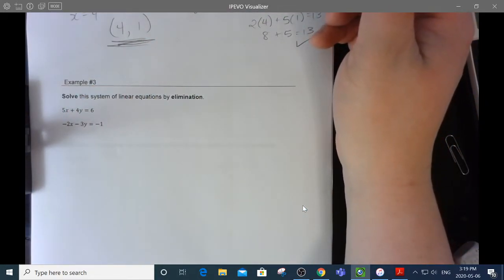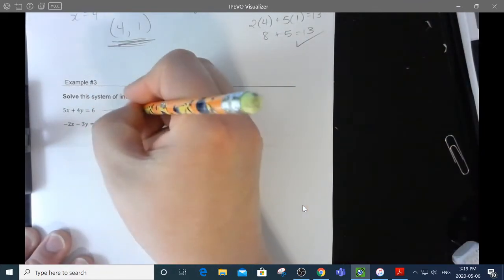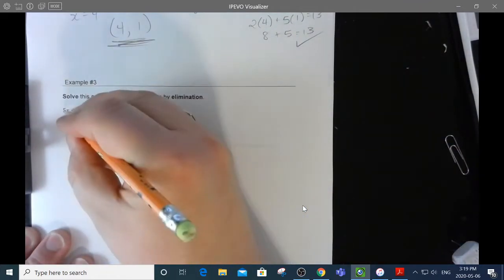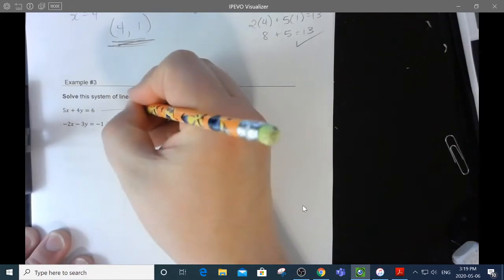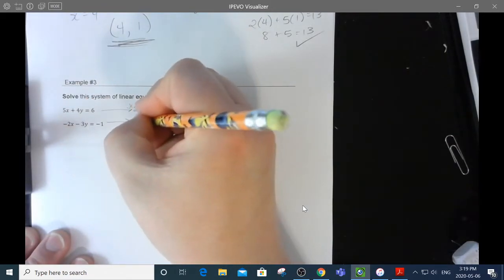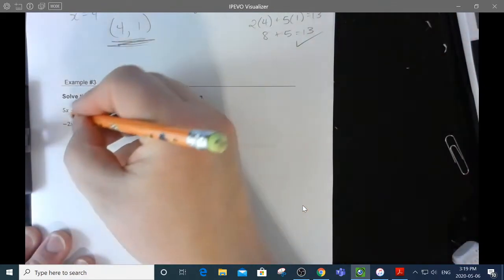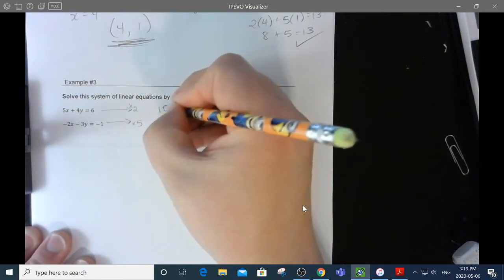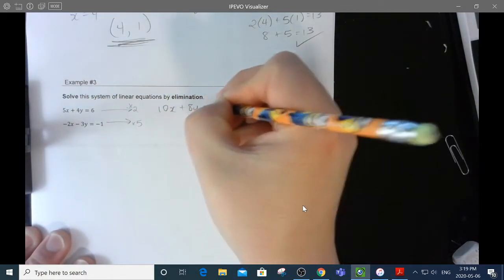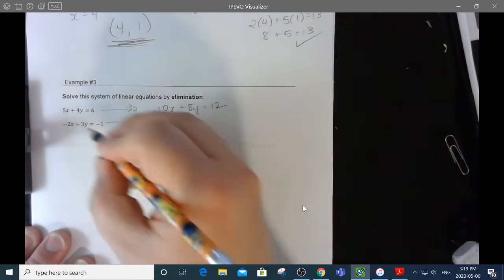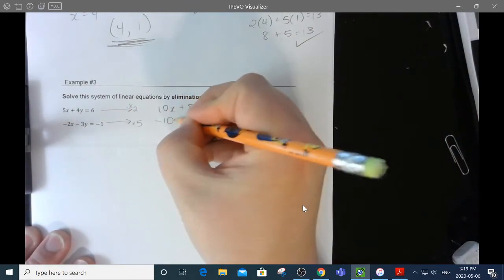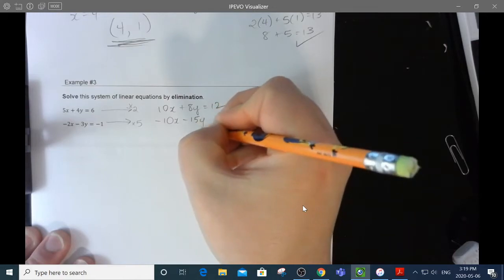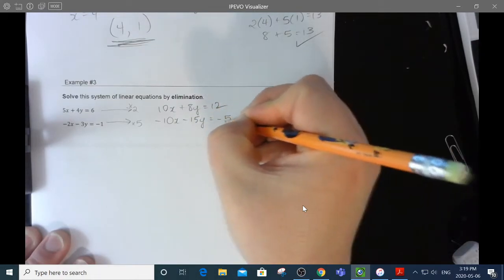So I am going to actually multiply both of these equations by something. I'm going to multiply this equation by 2, and I'm going to multiply this equation by 5. So when I multiply this equation by 2, I get 10x plus 8y equals 12. And when I multiply this equation by 5, I get negative 10x minus 15y is equal to negative 5.